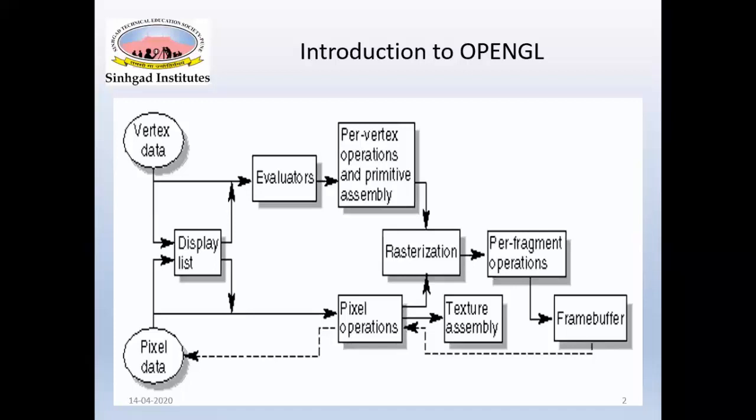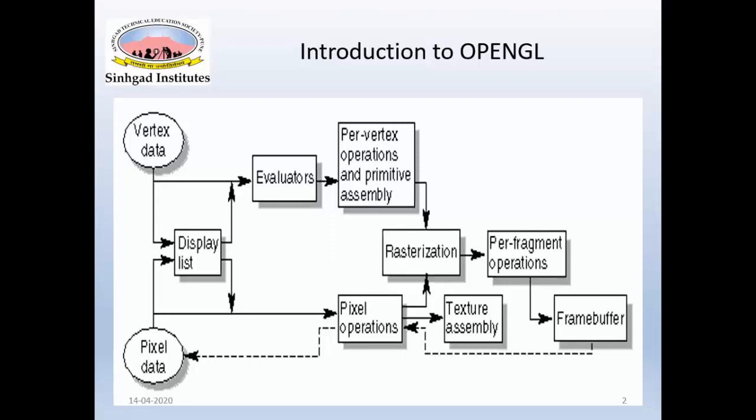OpenGL, that is Open Graphics Library, is a standard specification defining a cross-language, cross-platform application programming interface, that is API, for writing applications that produce 2D and 3D computer graphics.